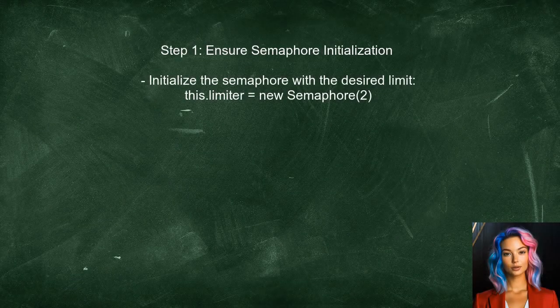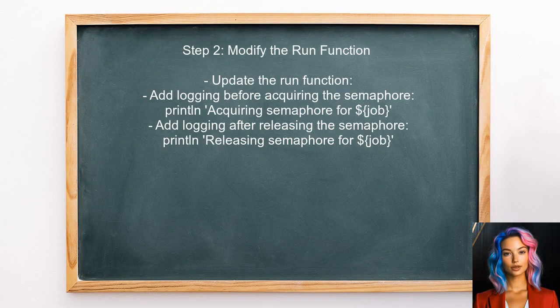To address the issue with the semaphore in the Jenkins pipeline, the user should first ensure that the semaphore is correctly initialized and that the jobs are properly acquiring and releasing it. Next, the user should modify the run function to ensure that the semaphore is acquired and released correctly. This includes adding proper logging to track when jobs start and finish.